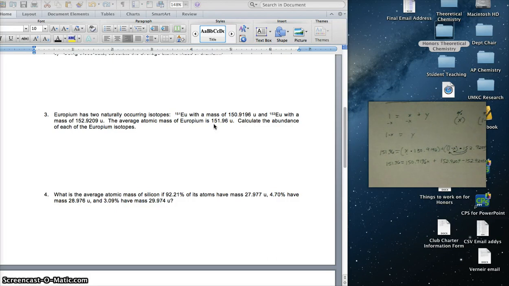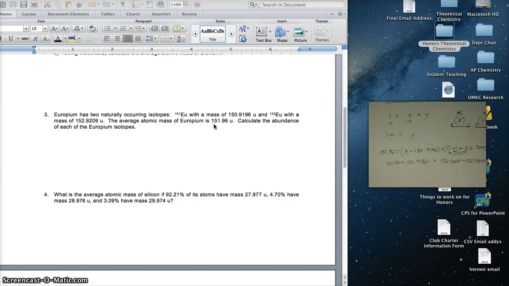So anytime we have to solve for abundance, we're just going to use the values x and 1 minus x. This works every time. Now this only works if we are actually using a two-isotope calculation. If we get into those three isotopes, it doesn't quite work right. But we can follow this same process of plugging in x and 1 minus x for any of these problems where we have to solve for abundance. I will not ever ask you to solve for three different percentages.